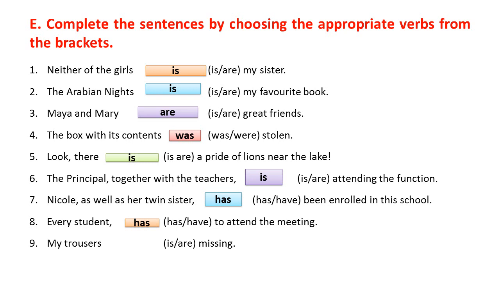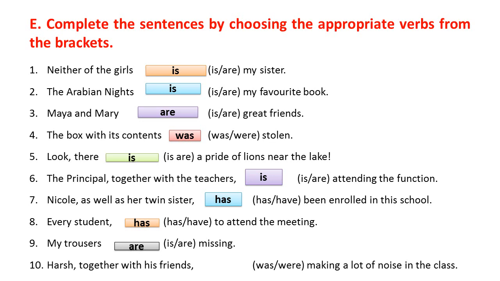Ninth, my trousers are missing. According to Rule 5, trousers have two parts. Hence, we have to use plural verb. My trousers are missing.